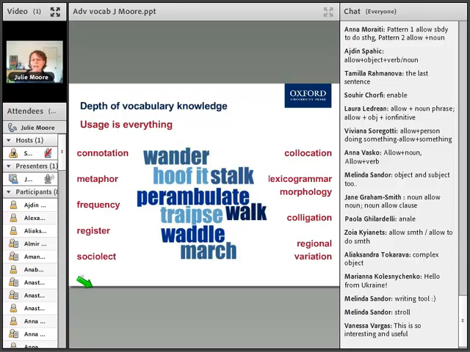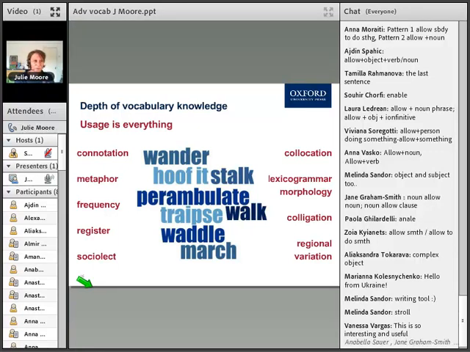And then also finally regional variation. So these are words that I've taken from British English. Would an American use these words? Would an Australian use these words? There might be differences. And again, that's something important for students to know.